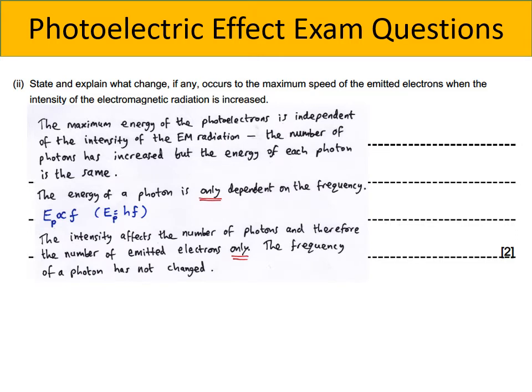The energy of a photon is only dependent on the frequency. So the energy of a photon is directly proportional to the frequency, and that comes from the equation as well, which is E is equal to hf. The intensity affects the number of photons and therefore the number of emitted electrons only. The frequency of a photon has not changed.